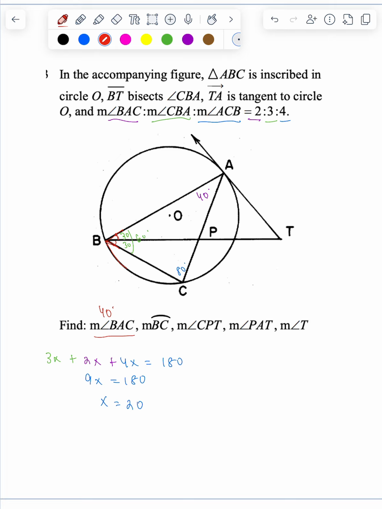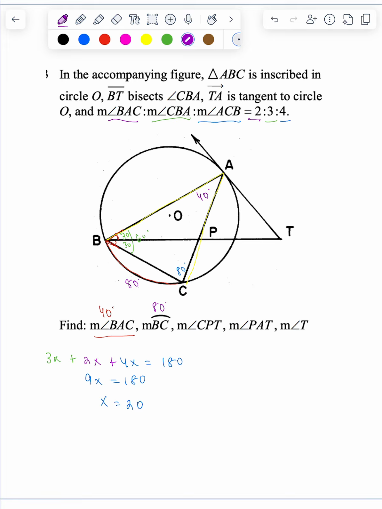Now it's asking us to find the measurement of arc BC. So this is arc BC. And arc BC is intercepted by angle BAC that it asked us to find before, which is an inscribed angle. And remember, inscribed angles are half of their intercepted arc, so the arc is double the angle. So if the inscribed angle is 40, then the arc that intercepts it would be 80 degrees.